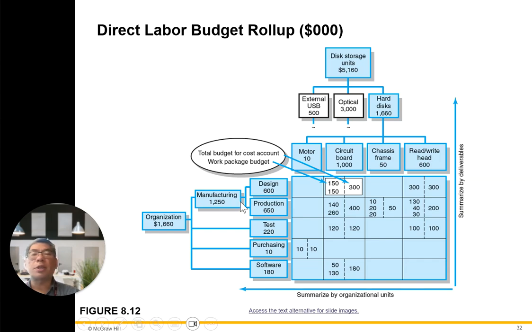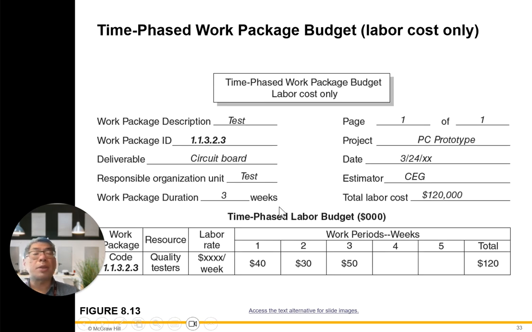This is the direct labor flow from the bottom all the way to the head of each unit. From the manufacturing side, the design goes to the motor, circuit board, chassis frame, along with items from external optical hardware. This is the total cost. This is the time-phased budget for labor cost only, to give you an idea of how much the task labor costs.